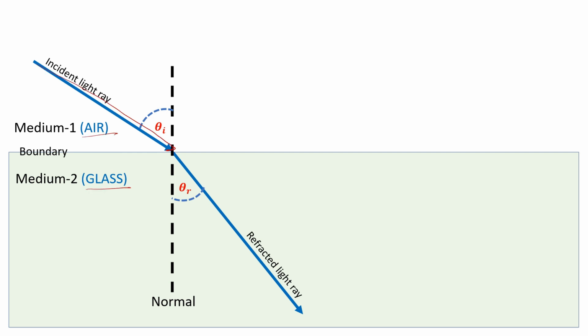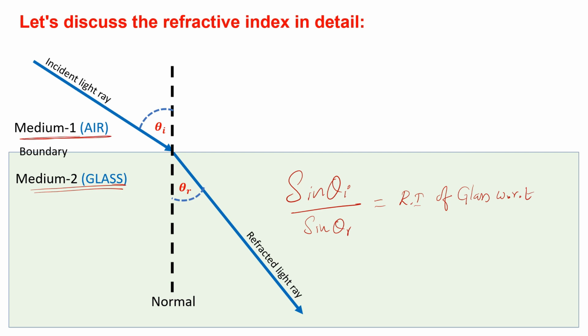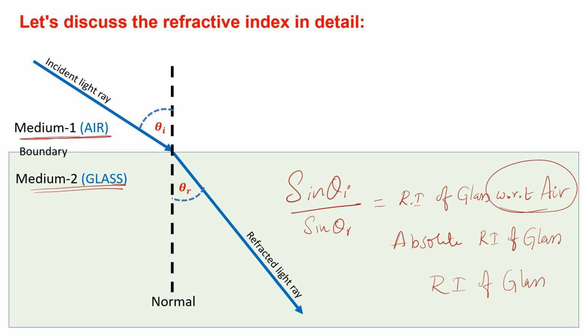The light is traveling from medium 1, that is the air, into the glass. Okay, now let's take sine theta I divided by sine theta r. So what we get? We get the refractive index of whatever is there in the second medium. So the refractive index of the glass with respect to medium 1, so air. If we don't want to use this with respect to air, simply better use the word absolute. Absolute refractive index of glass. Sometimes we say simply refractive index of glass. Like this.